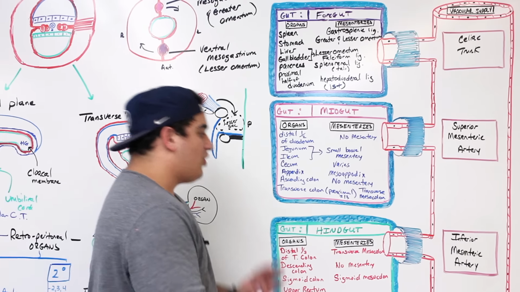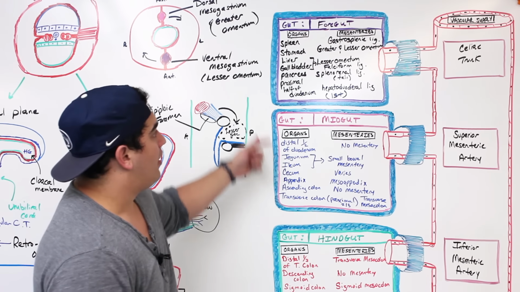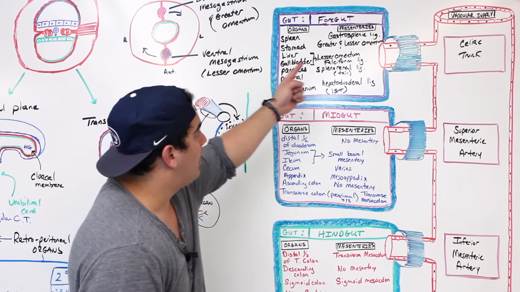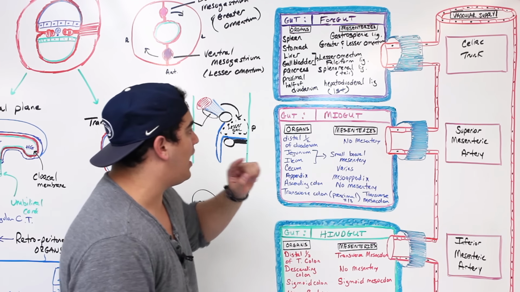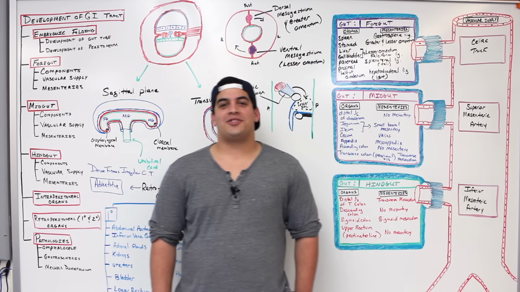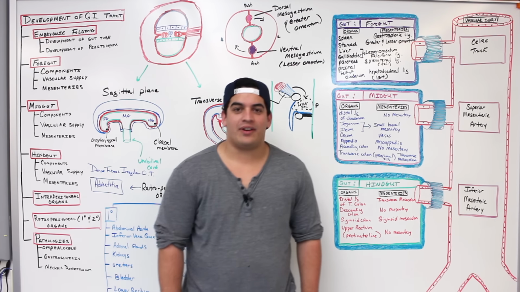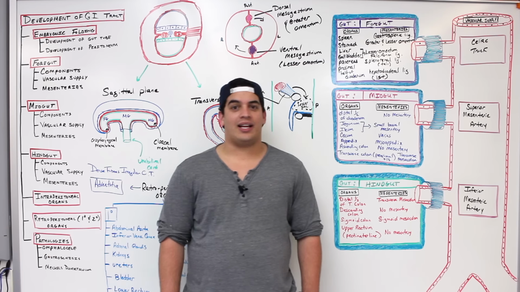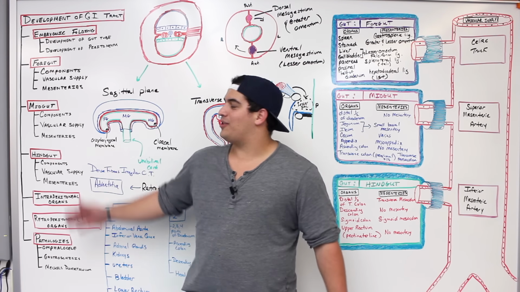Okay? So we have covered the foregut, its components, the mesenteries and the vascular supply, as well as the same thing for the midgut and the hindgut. All right, engineers, so that covers pretty much everything that you guys would need to know about the development of the GI tract and all this large outline that we covered.